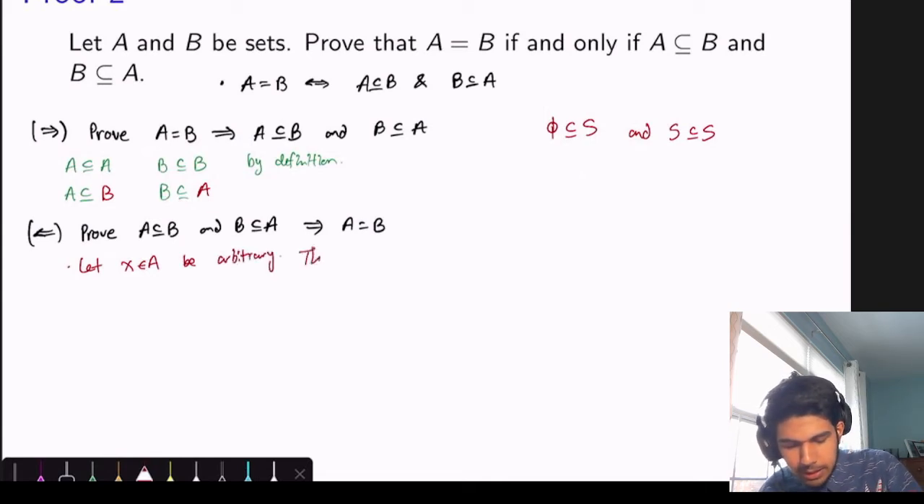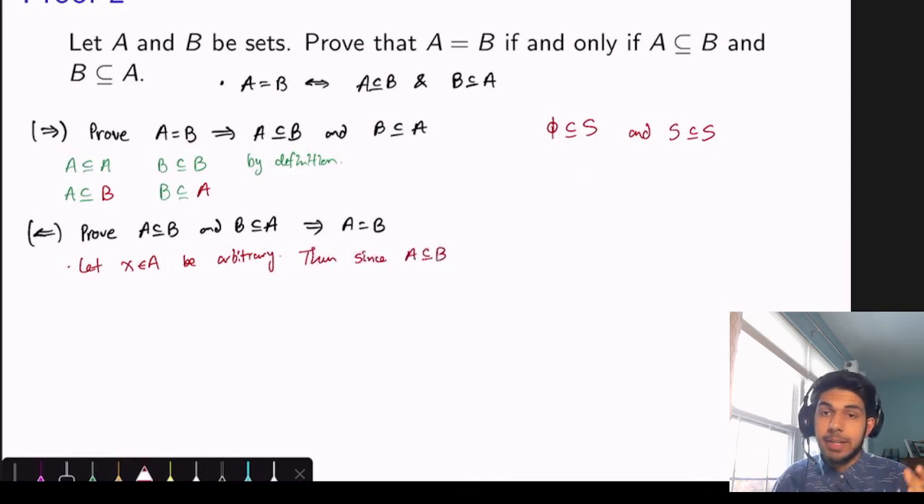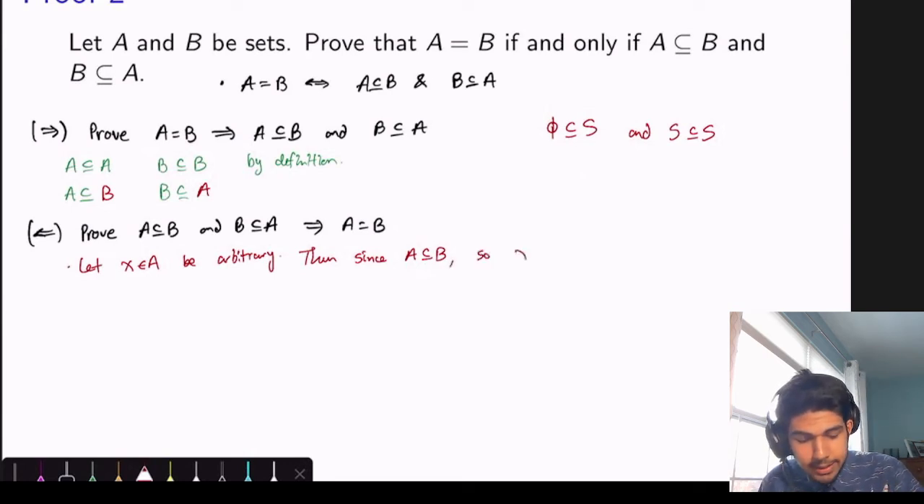Then, since A is a subset of B, what can we say about the membership of X and B? Well, by definition, every element of A must also be included in B since it's a subset. So, X is also in B. Cool. That's progress. But now we have this other thing to take care of.